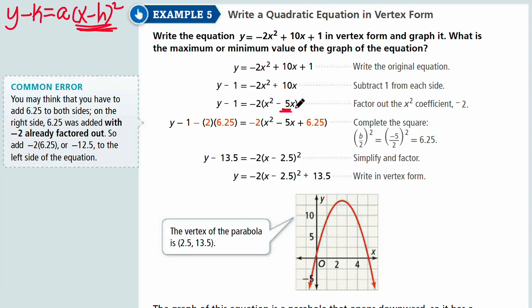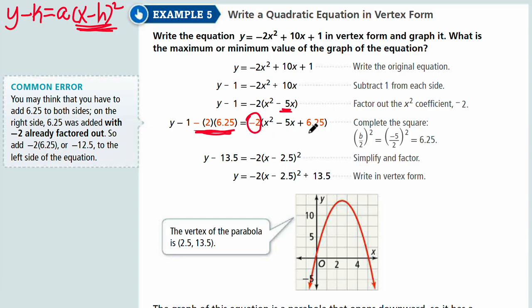And so using that b, you're going to figure out negative b over 2 squared, which is going to be 6.25. And you're going to add 6.25 on both sides. But instead of adding 6.25 on the other side over here, what we're going to do is that we're subtracting 2 times 6.25 because we forgot about this factor, right? So all of this term should have been divided by negative 2.